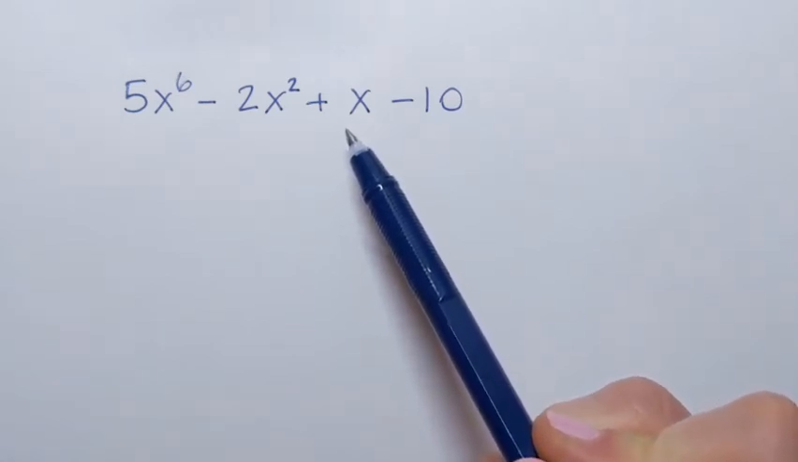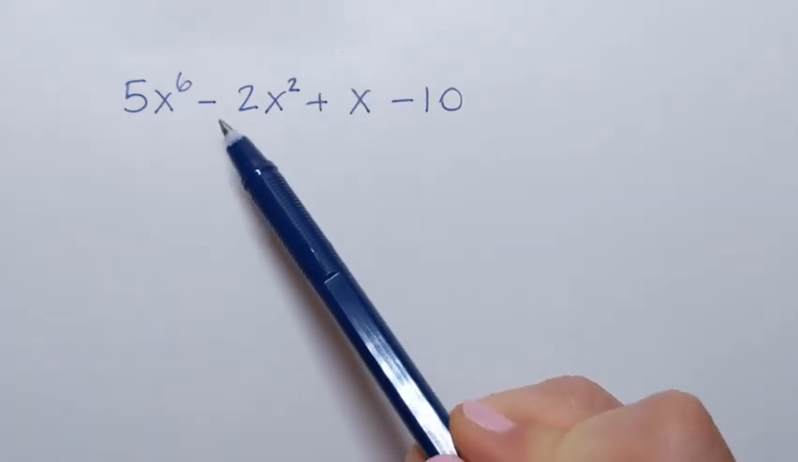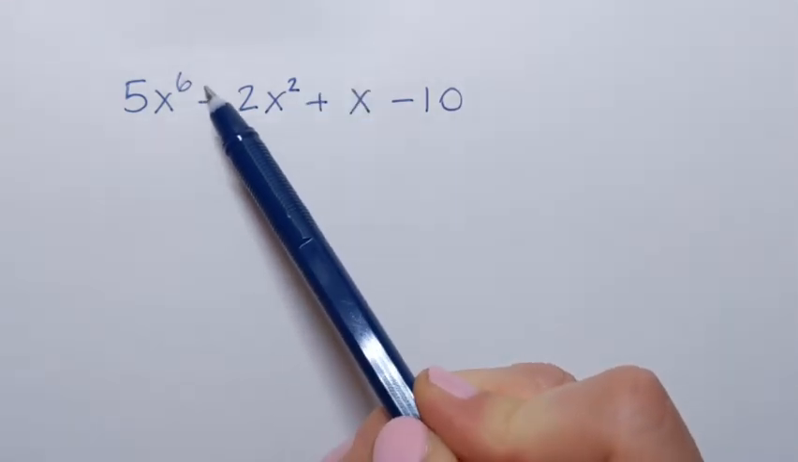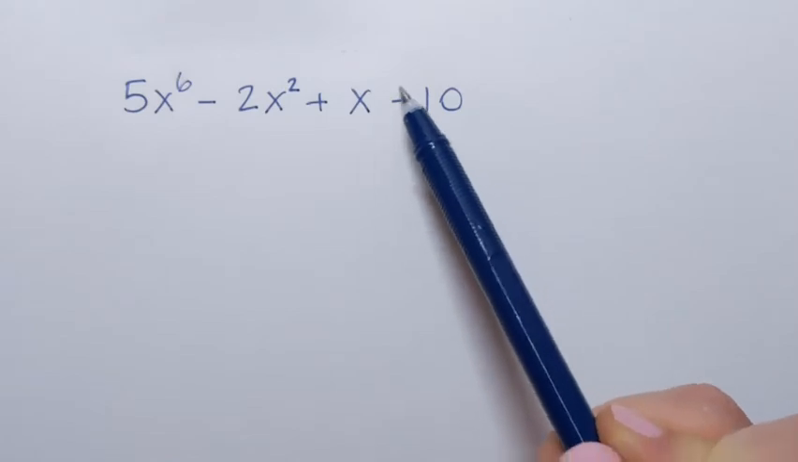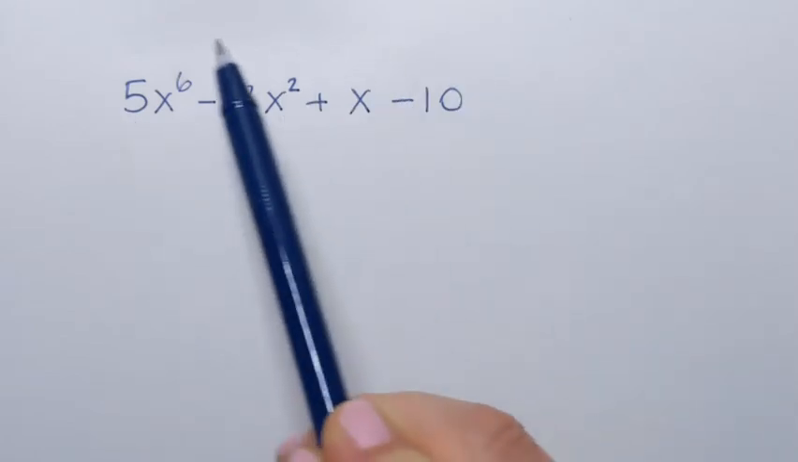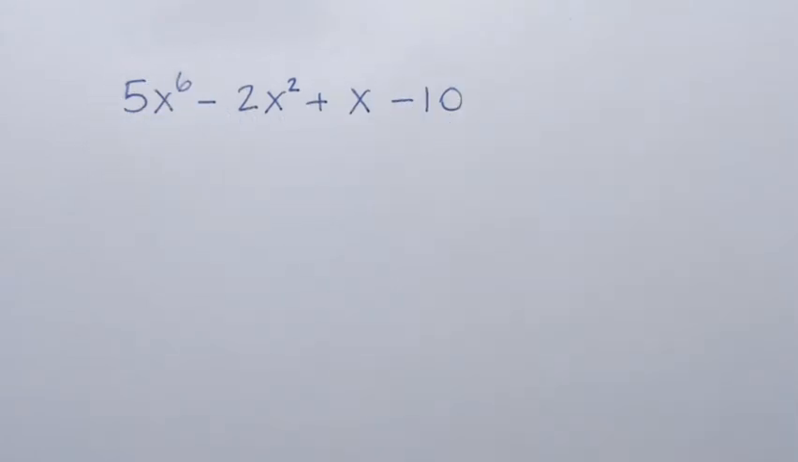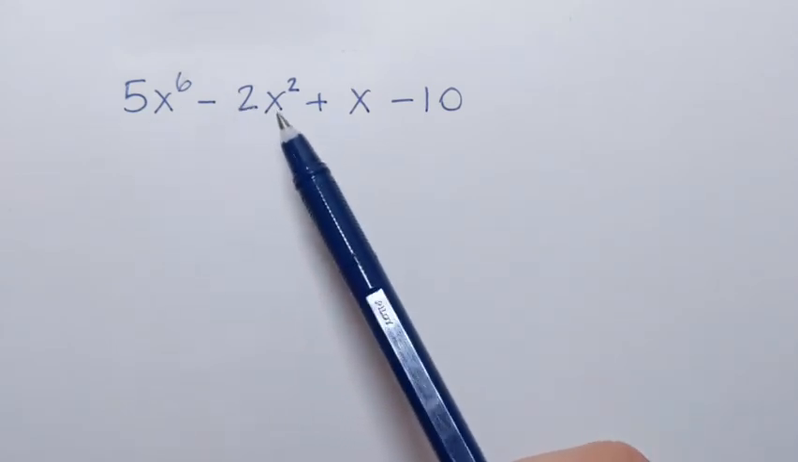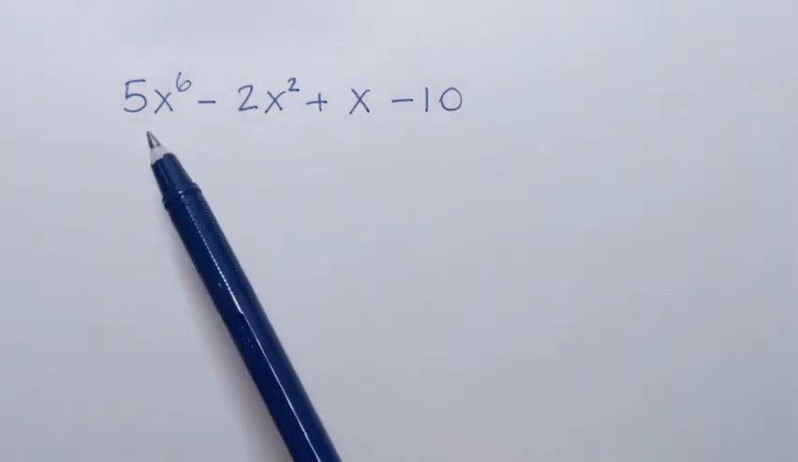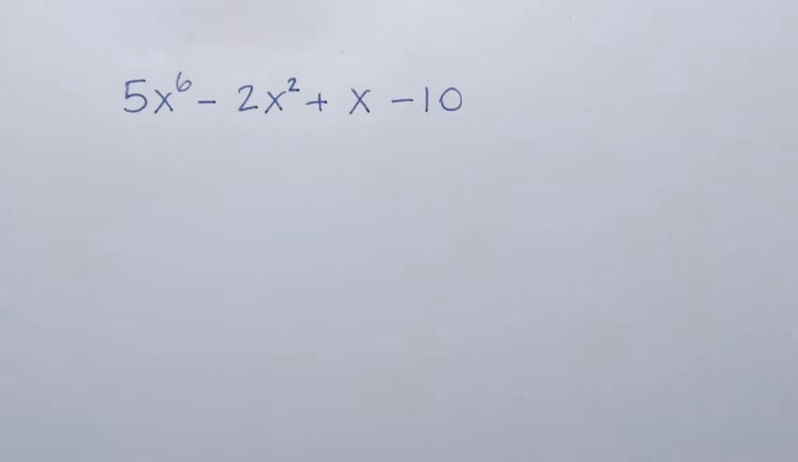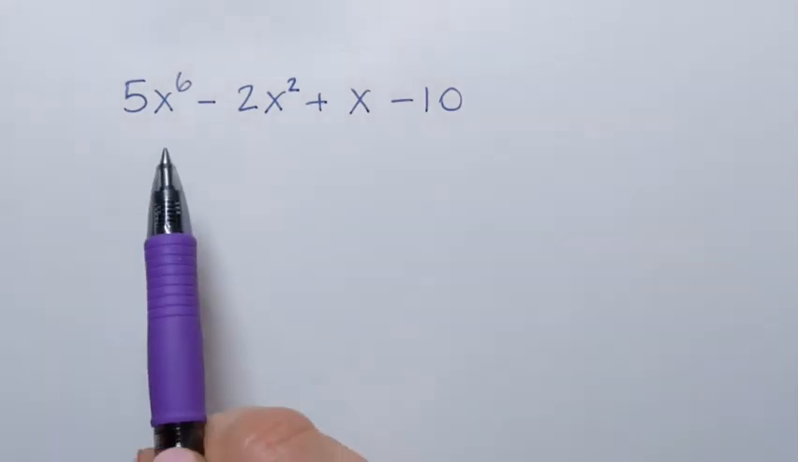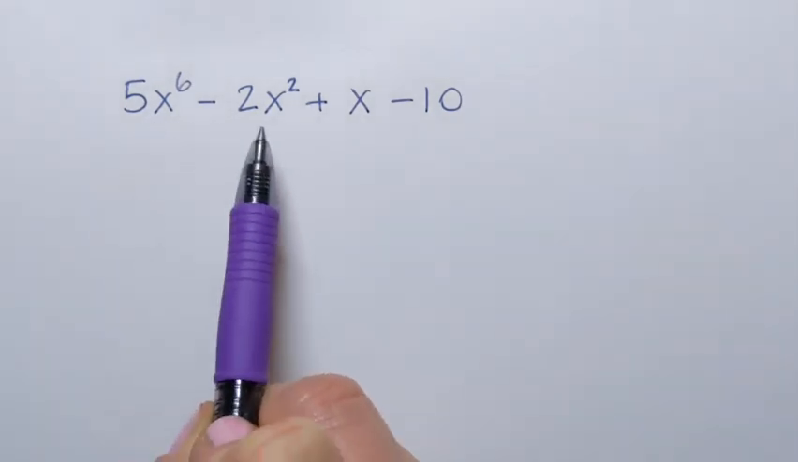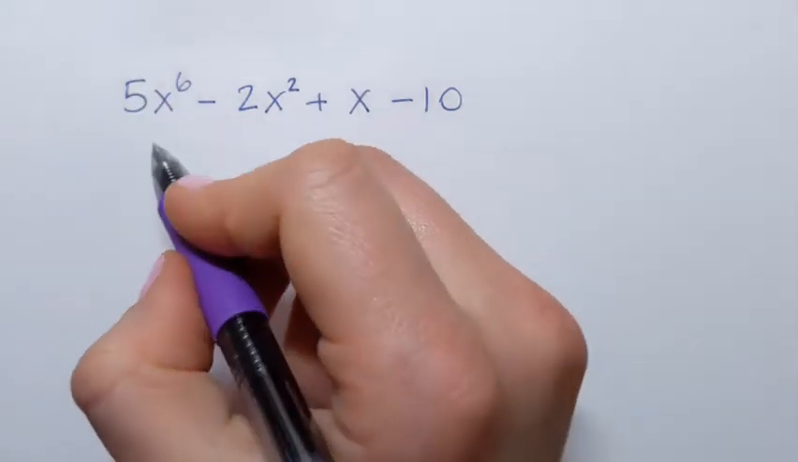And also expressions involve mathematical operations. So in here I have subtraction, addition, and subtraction. But altogether it's a mathematical expression. Parts of the expression that we're adding or subtracting are called terms of the expression. So these are terms. How many terms do we have here? 1, 2, 3, 4. So this expression has 4 terms.